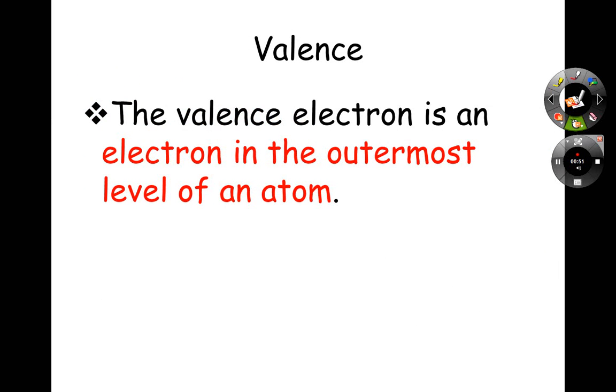The valence electrons, you need to know, a valence electron is an electron in the outermost energy level of the atom. That's important, and that also gives it its ability to chemically bond with something else. It gives it chemical and physical properties.